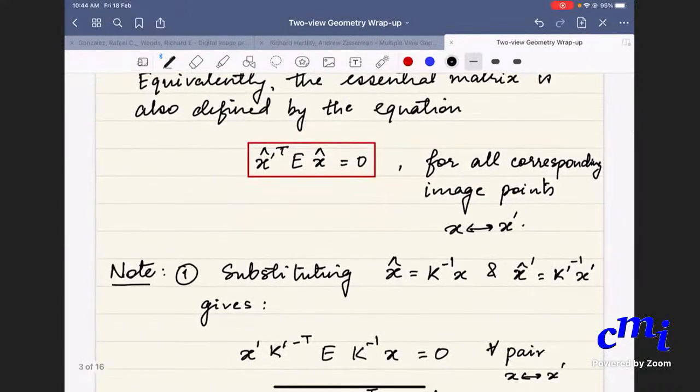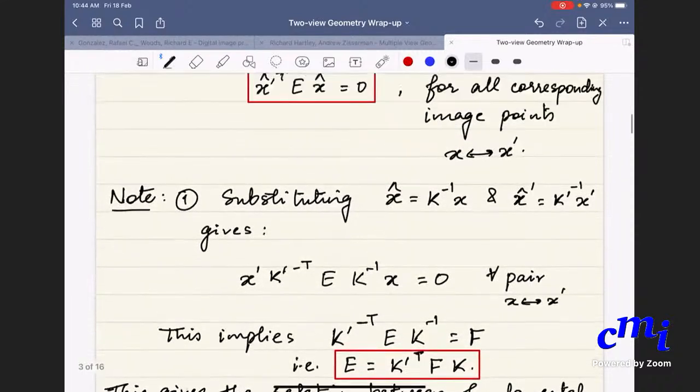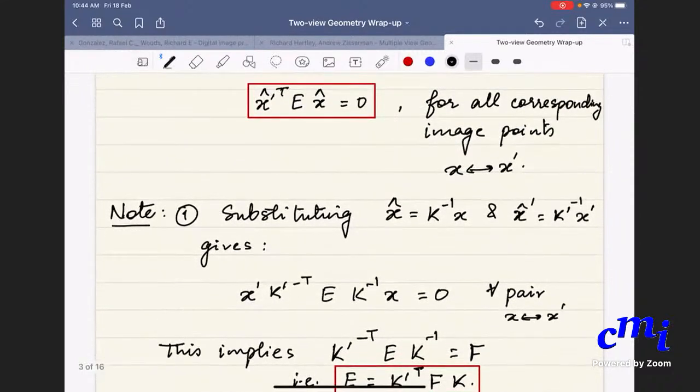So let's try to simplify this a bit. Let's notice that if you substitute X hat equal to K inverse X and X hat prime equal to K prime inverse X prime, which is what they actually are, this substitution simplifies the earlier equation to this equation. In place of X hat prime, I have put X prime transpose K prime inverse transpose, then E, and then this is K inverse X.